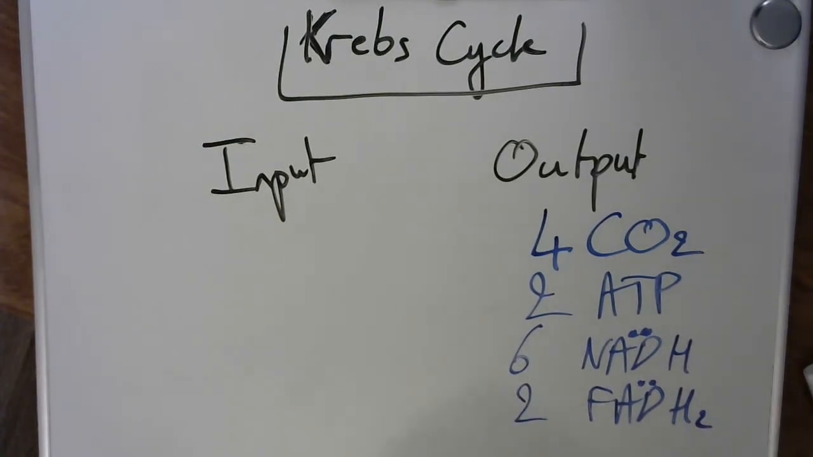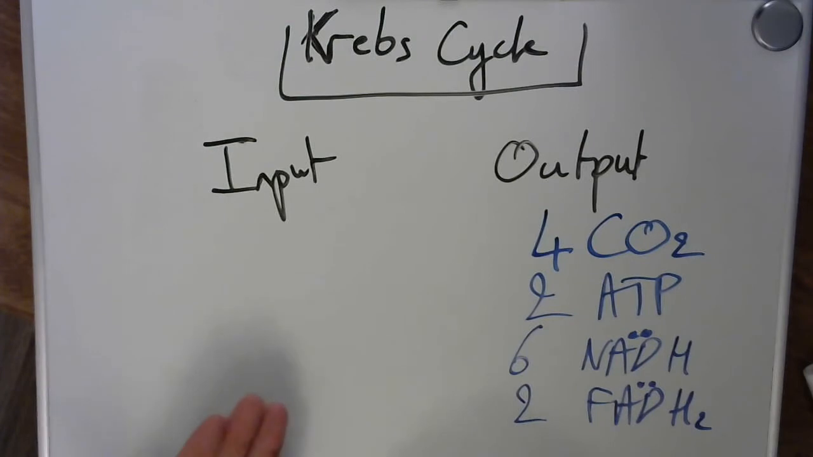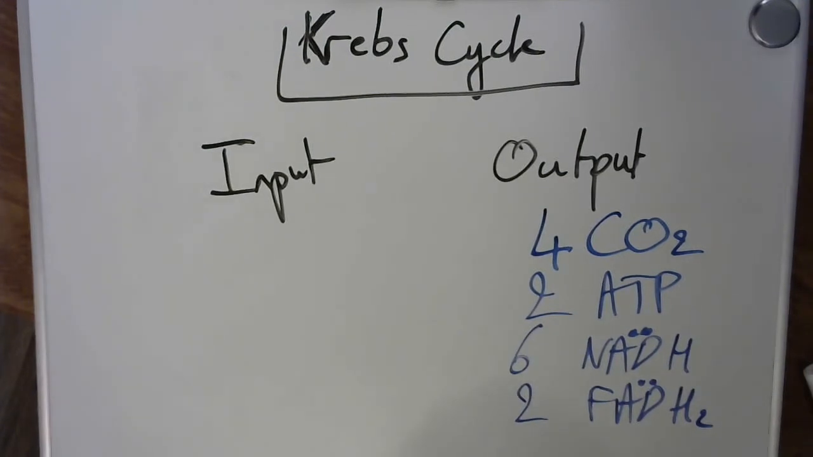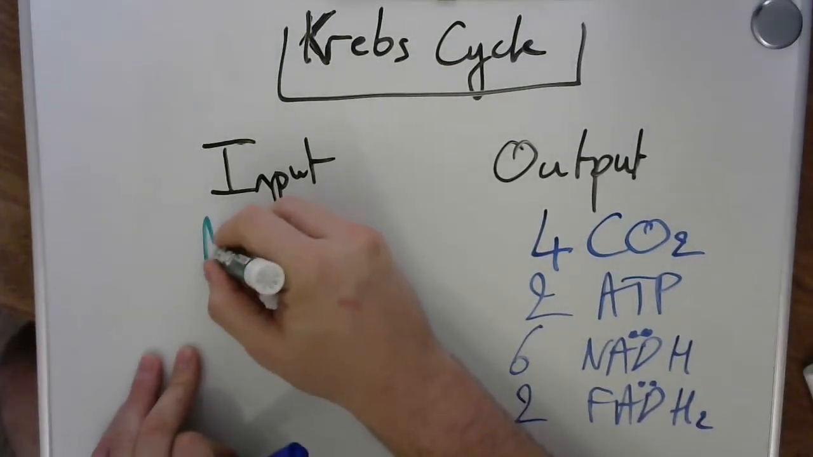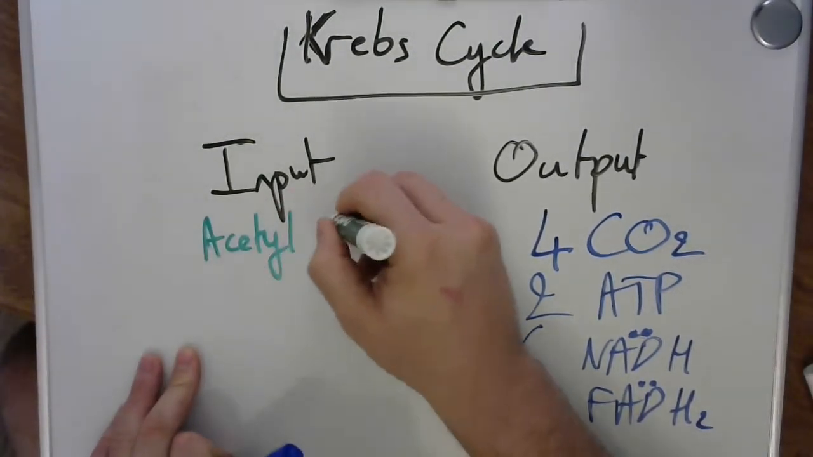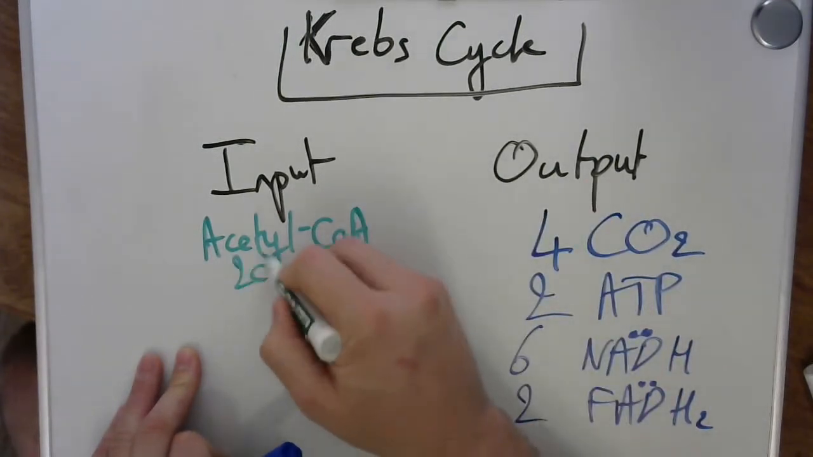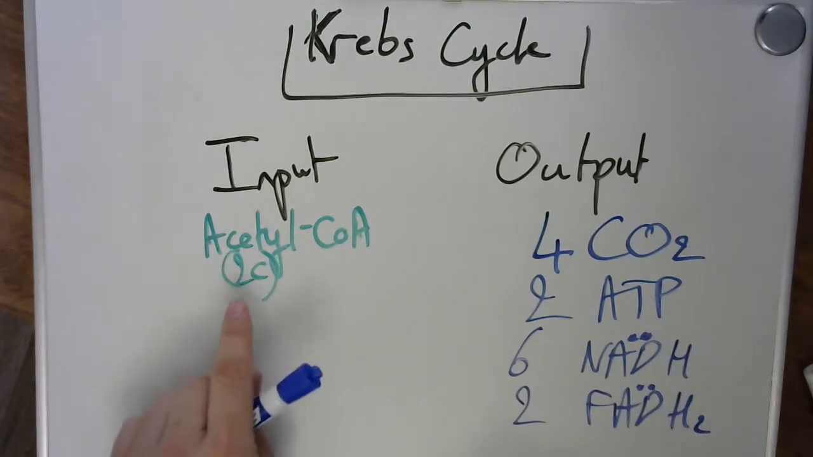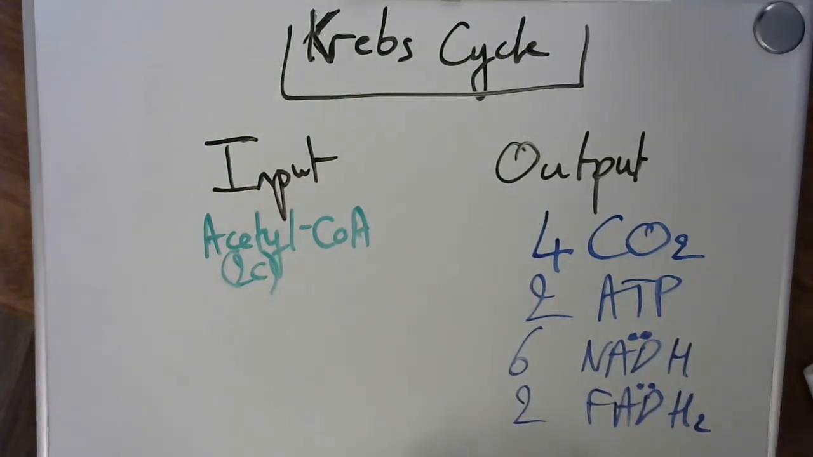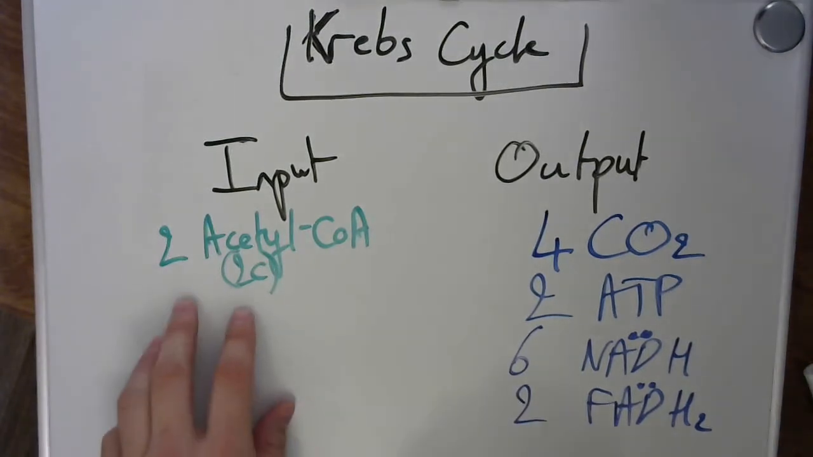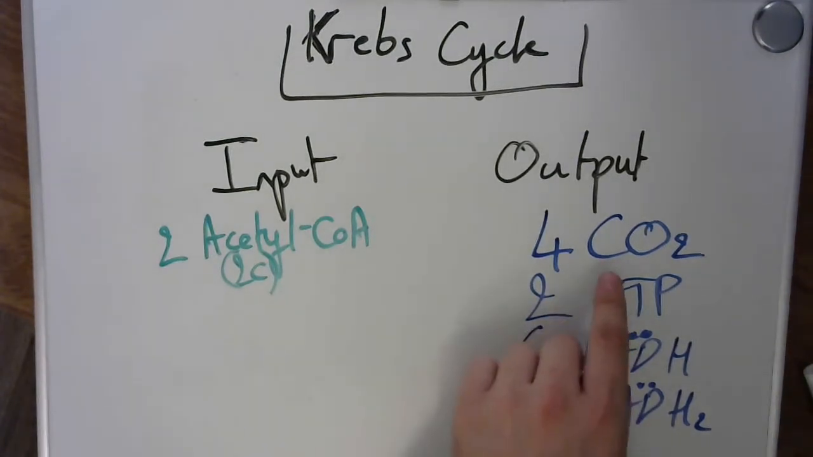Now that you think about that, well, what happened to acetyl-CoA? We started with acetyl-CoA, right? After transition step, we had acetyl-CoA coming in. So that's our input in the cycle. And acetyl-CoA is a 2-carbon molecule. This is 2 carbons here. You have 2 of it, right? Because you come from 2 pyruvate. You have 2 of them, so it's 4 carbons, and here we have 4 CO2.